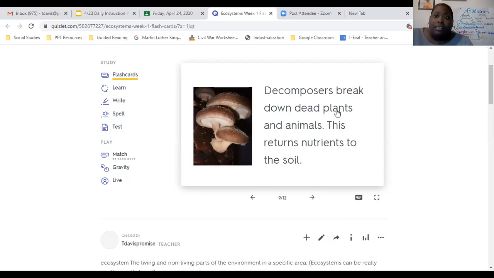Decomposer. Decomposers break down dead plants and animals. This returns nutrients to the soil. That's what we were talking about up here, the decomposers, the detritivores. They break down stuff, and then it goes into the soil, those minerals that we were talking about. Detritivores, decomposers, all one and the same. All right.